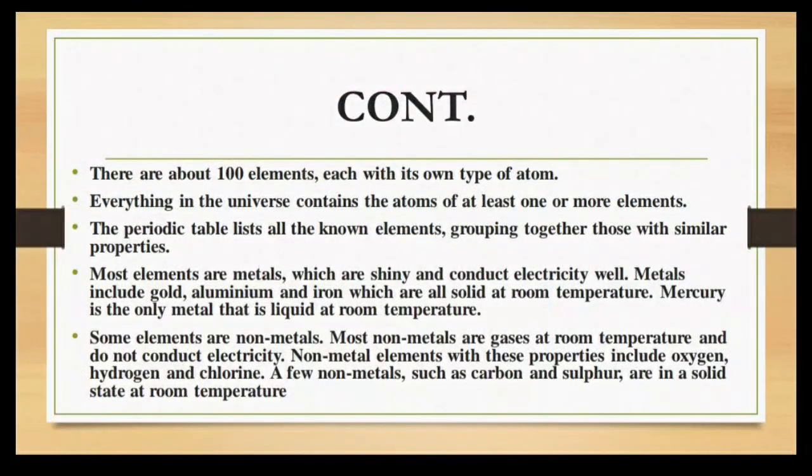So students, let's continue with the same topic, that is elements. There are 100 types of elements, each with its own atom. So if there are 100 elements, then there are 100 types of atoms. Everything in the universe contains atoms of at least one or more elements. The periodic table lists all the known elements, grouping together those with similar properties.